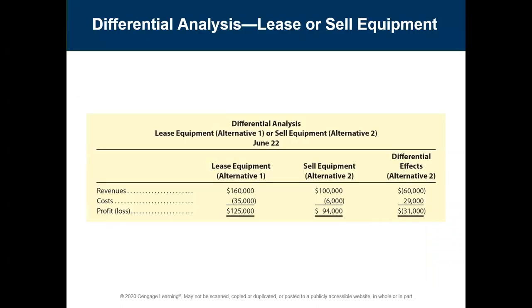So here's what our differential analysis will look like. If we lease it, we'll have revenues of 160,000, costs of 35, so a profit of 125,000 on doing that. If we sell it, we'll have revenues of 100,000, costs of 6,000. So in this case, it looks like leasing the equipment would make us more money. So that's probably where we would head.